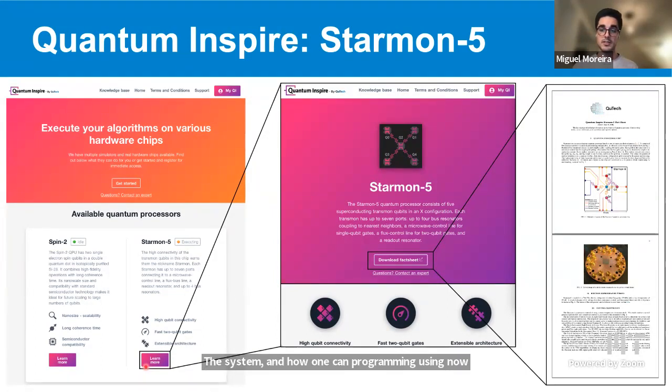Finally, for code examples, more background, and even a historical perspective on quantum computing, you have the knowledge base, which is available to users at the top of all Quantum Inspire website pages, and is therefore at your disposal.